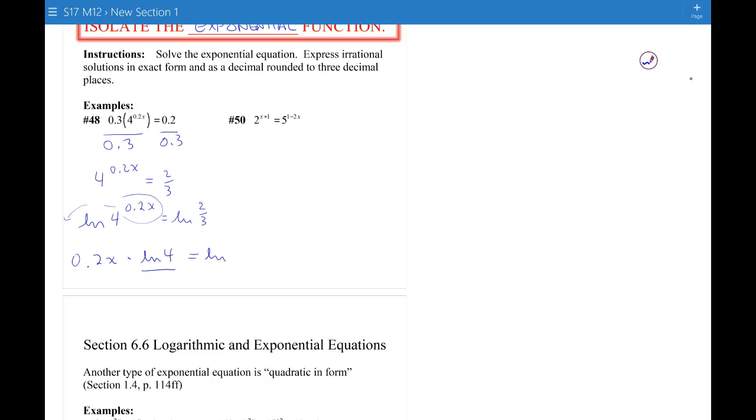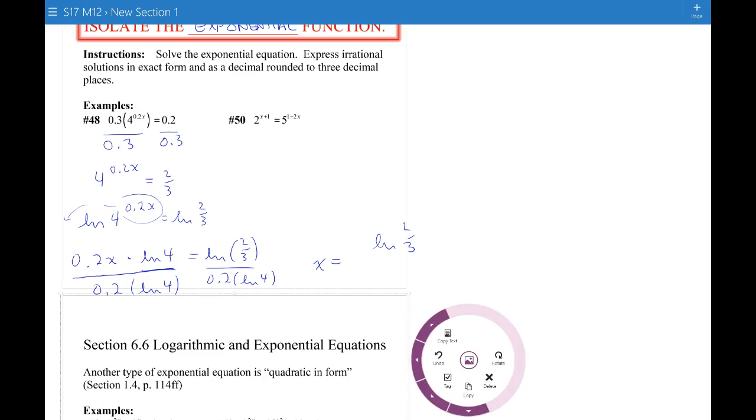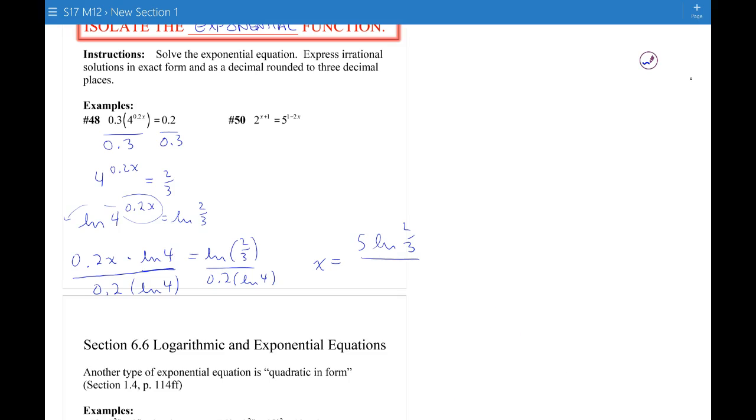Remembering that ln 4 is just a number. So I'm trying to solve for x. So I need to divide by 0.2 times the ln of 4. So my exact answer is x equals the ln of 2/3. Remember we did this today, if we're dividing by 2/10, it's really the same thing as multiplying by 5. And then we're over the ln of 4. So then we could get our decimal approximation. So this is our exact answer. An exact answer is always wanted unless a decimal approximation is asked for.